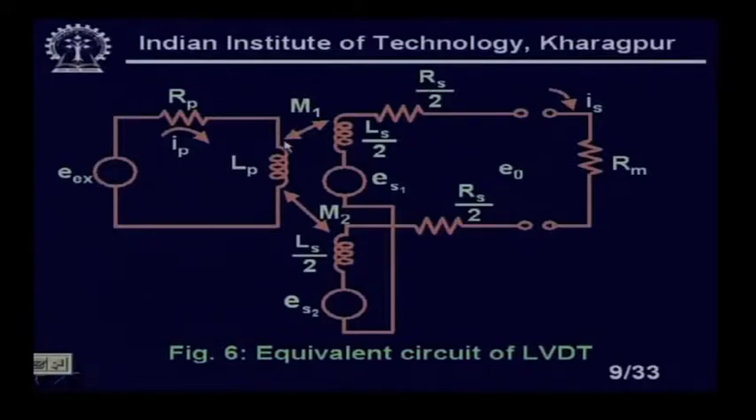This M1 is the mutual inductance between the primary and one of the secondaries. This M2 is the mutual inductance between the primary and the other secondary. This is the output voltage ES1 and this is the output voltage ES2, that means voltage sources here, and this is RS2. For the time being we have not connected anything. So we are connecting an RM, a meter impedance, when a current is flowing through this circuit.